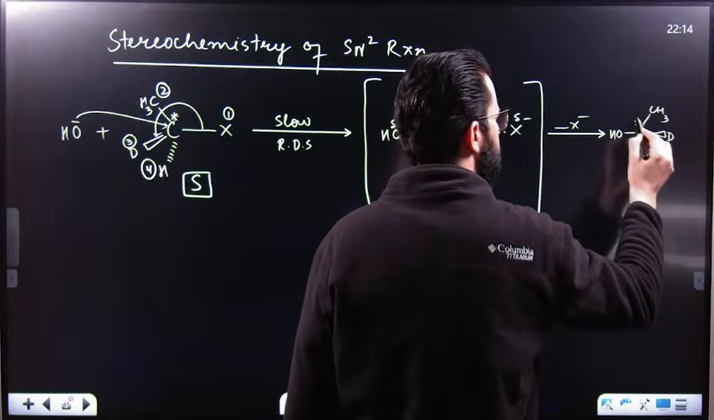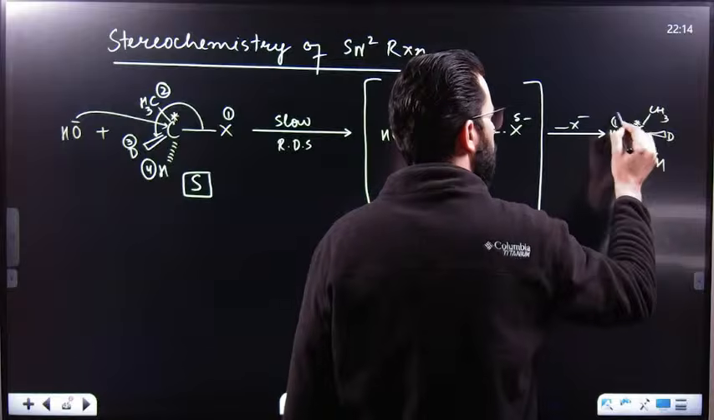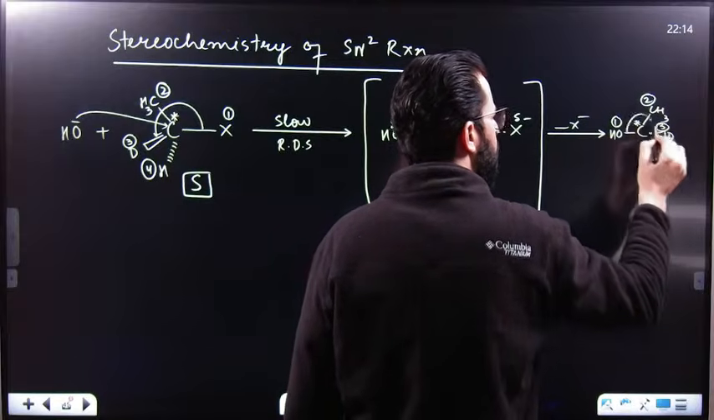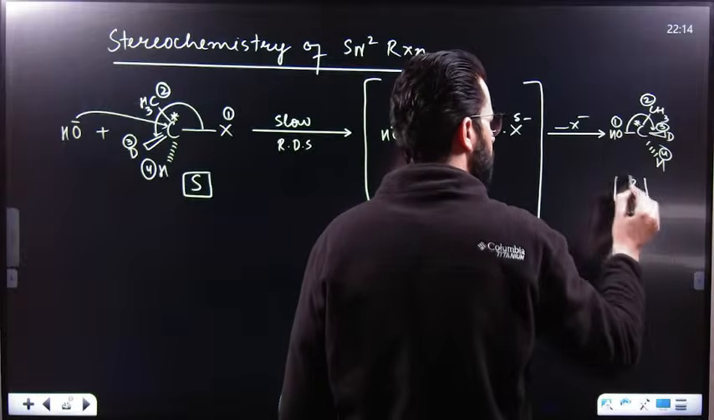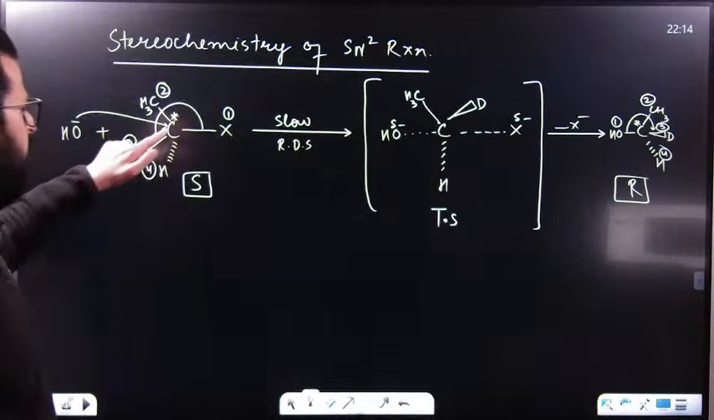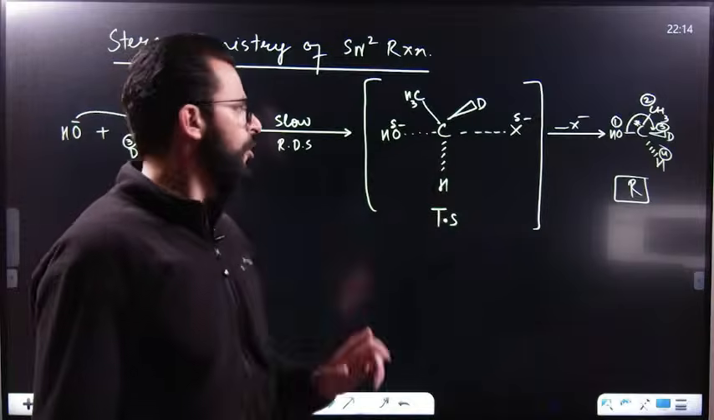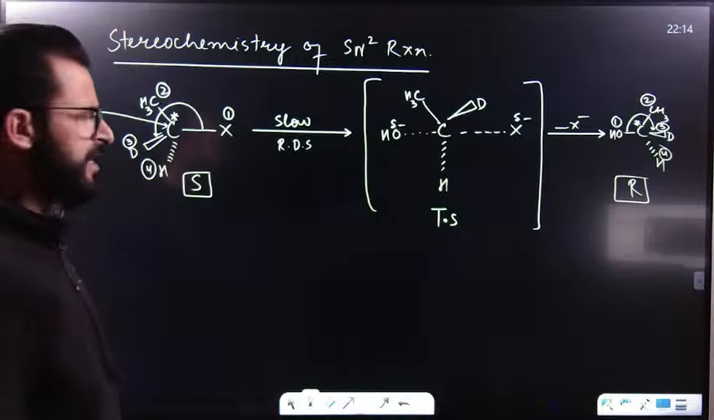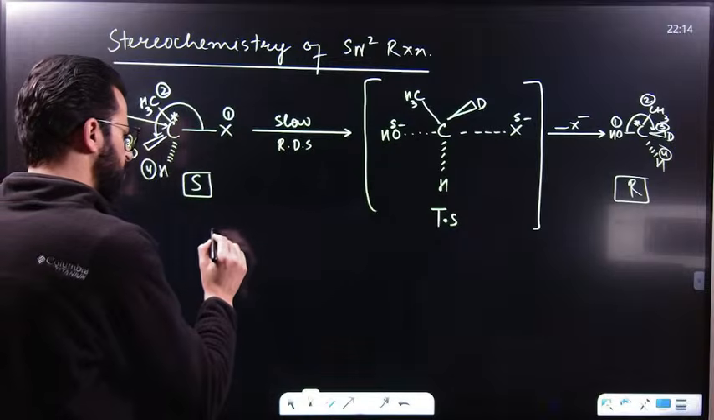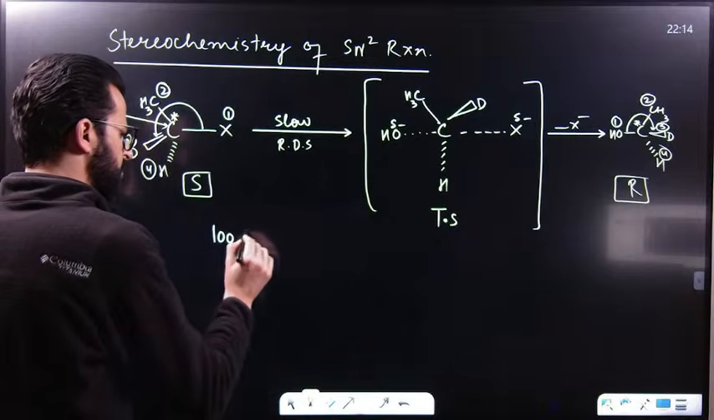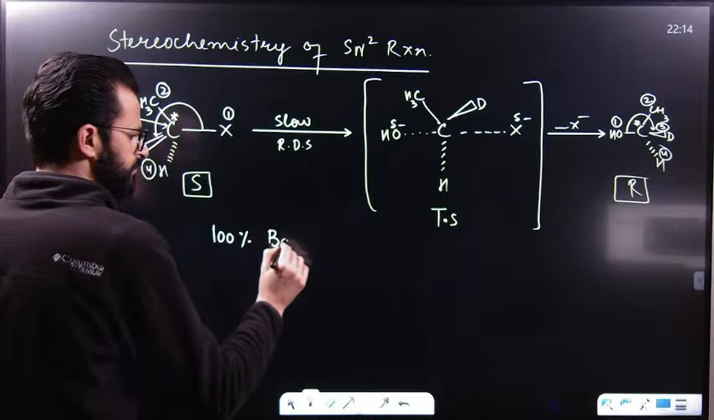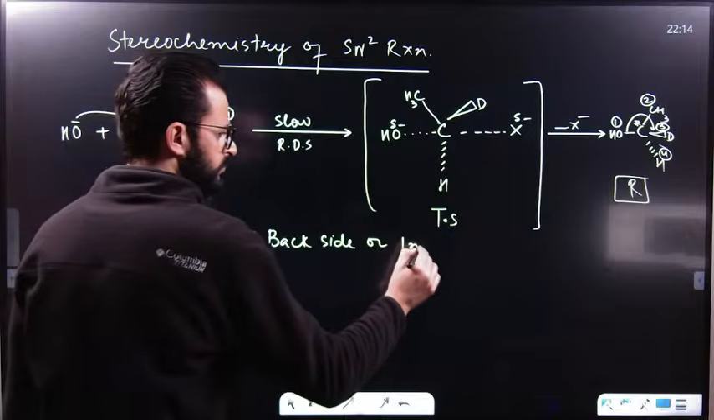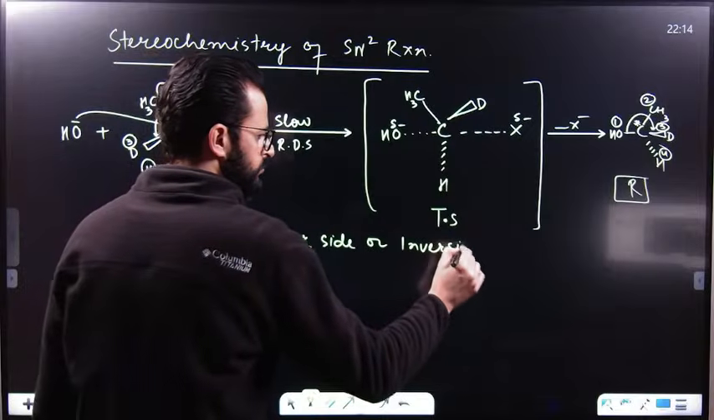So this is the chiral center, once again an sp3 center. So priority will be like this, 1, 2, 3, that means configuration will be R. So at the chiral center, configuration is inverted. Only backside attack will take place, front side attack will not take place. That means here complete inversion, or 100% backside attack, takes place.